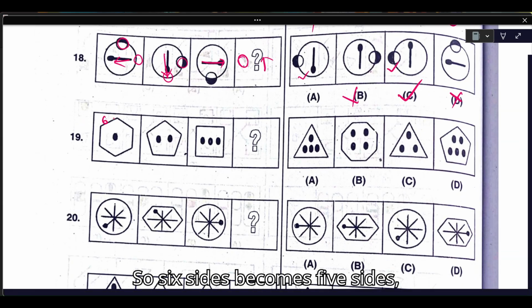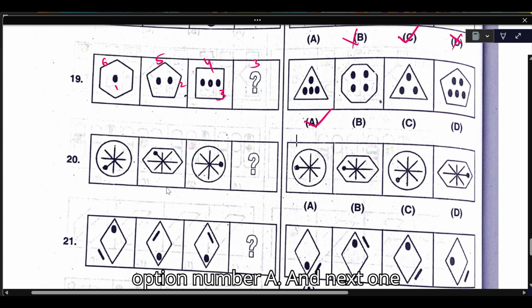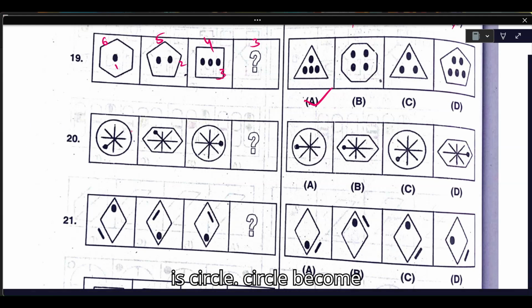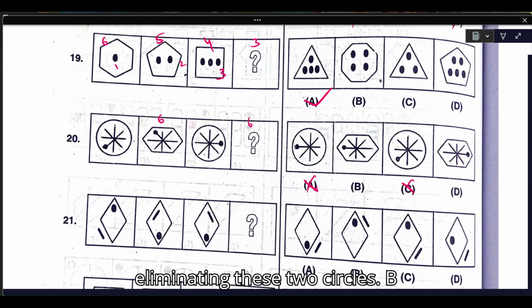So 6 sides became 5 sides, became 4 sides. Next one is 3 sides, 1 dot, 2 dots, 3 dots. Next one is 4th dot. That is option number A. And next one is circle. Circle became 6 sides and circle, and the next one became 6 sides. So we will be eliminating these 2 circles. B or D may be our answers.